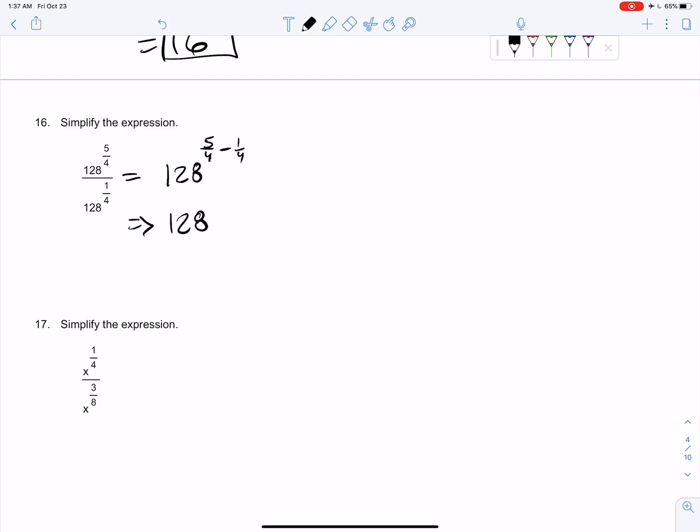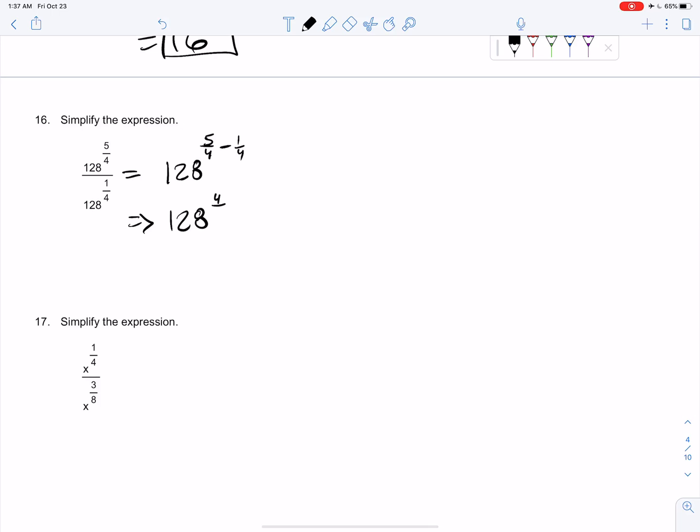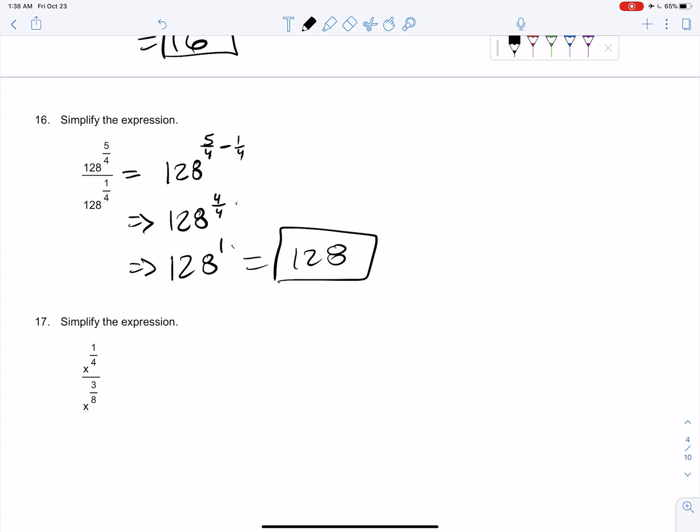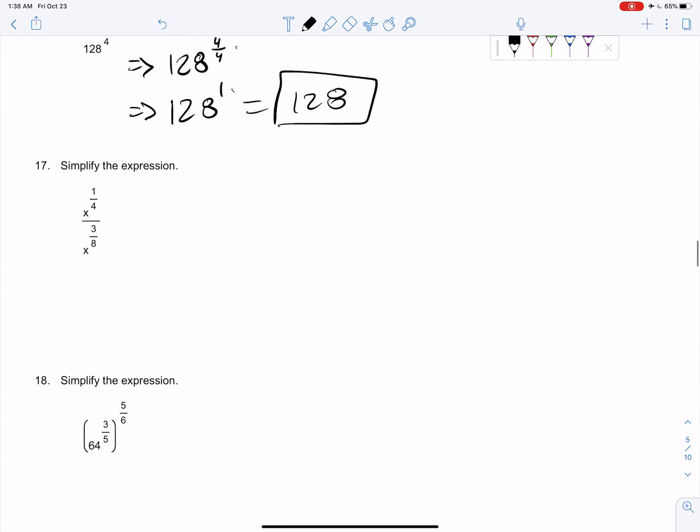And I know 5 minus 1 is 4/4. Oh, wait a minute. 4/4 is just 1. That's 128 to the first power. That's 128. Okay, and probably didn't need that extra step there, but that's okay. So we've got 128. Now we move on to number 17.